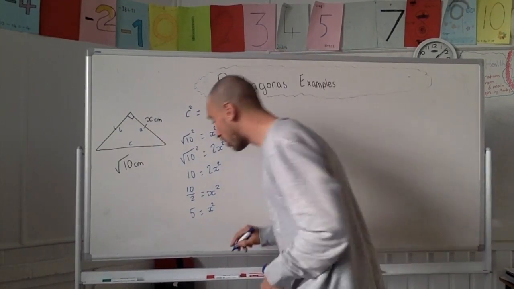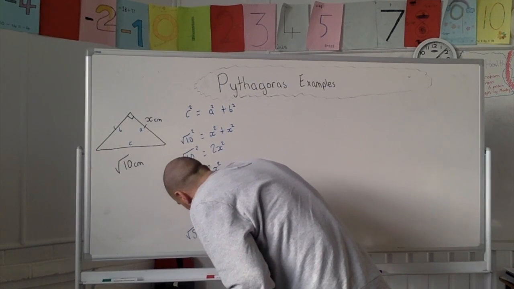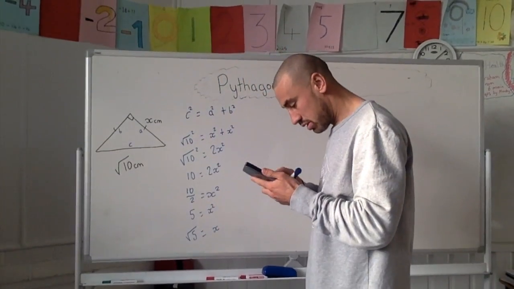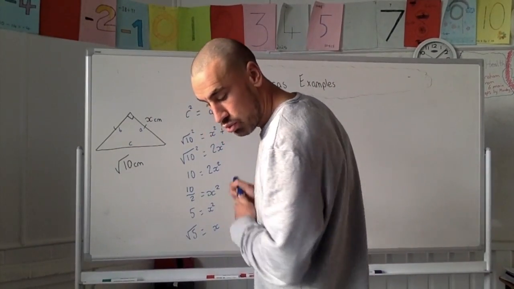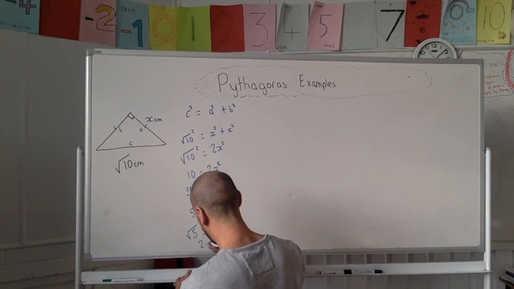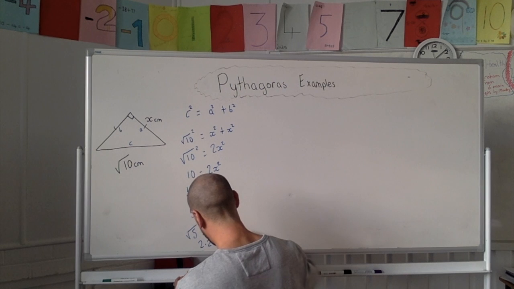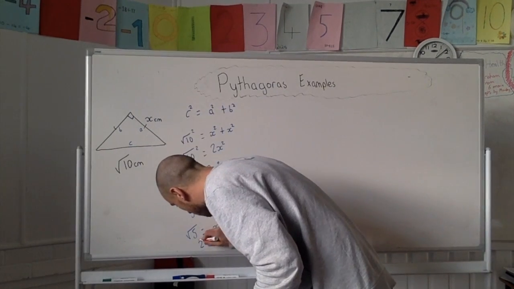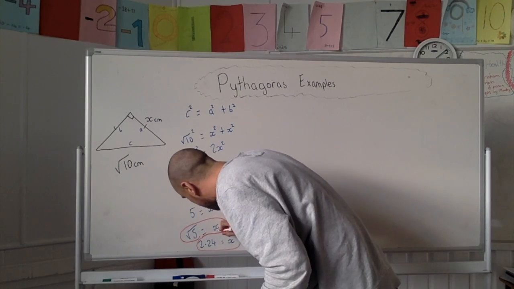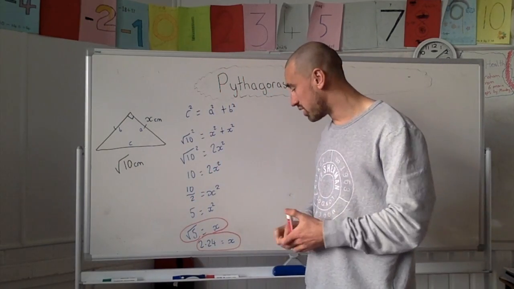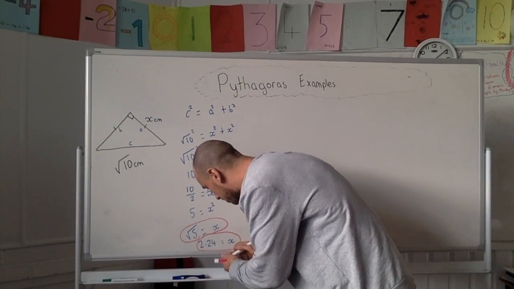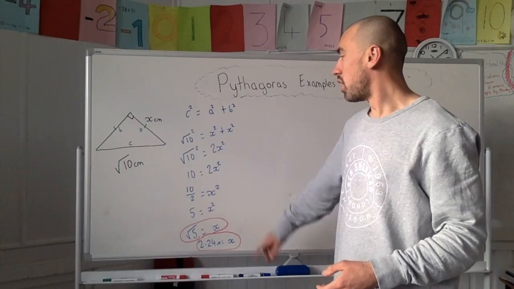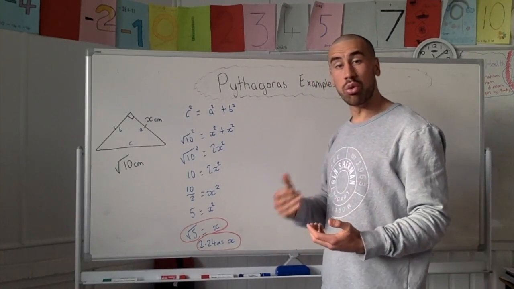So we want to get the x by itself. So we would square root both the sides. Square root of 5 equals x, and the square root of 5 is 2.24. So, we can circle both of these here because both of these answers are correct. Square root of 5 equals x, that is correct, or 2.24 centimetres equals x. So that is how you will go through showing all of your working out.